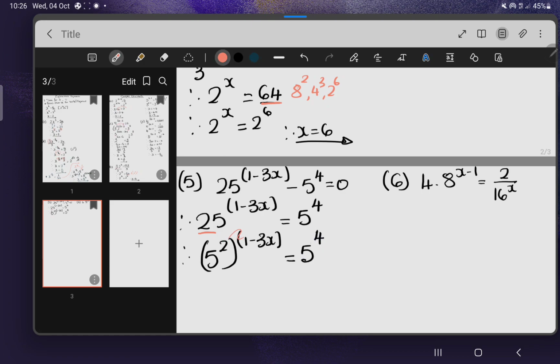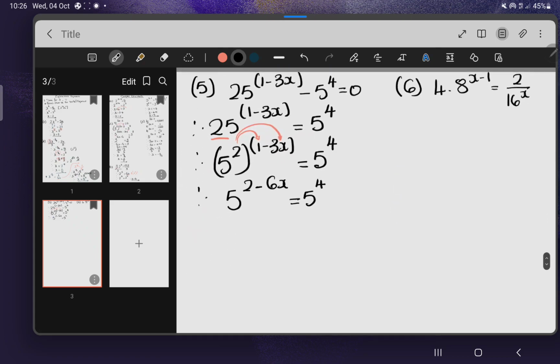Then at this stage, what we're going to do is to remove the bracket. Remember to remove the bracket. To remove the bracket, it's very, very important. Then that will be 5, then 2 minus 2 times 3, that will be negative 6x. That will be equal to 5 to the power of 4.